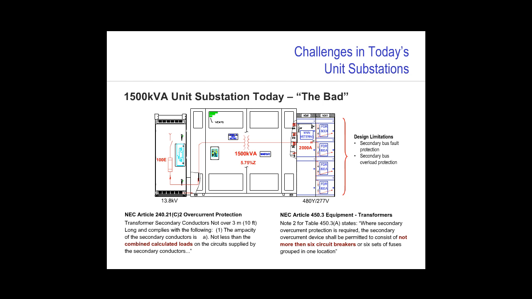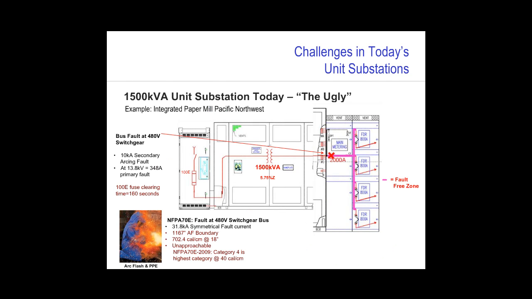This is the classic 6-handle or 6-disconnect rule. Here the code says that where secondary overcurrent protection is required, the secondary overcurrent device shall be permitted to consist of not more than 6 circuit breakers or fuses grouped in one location, essentially eliminating the need for a secondary main breaker. I'd like to take a look now and really focus on the secondary bus in this assembly.